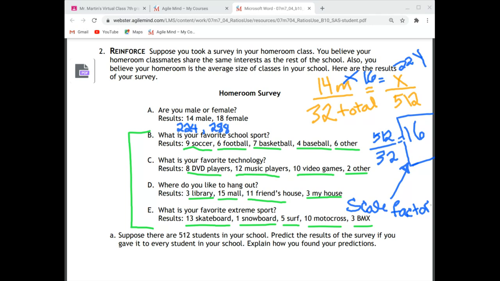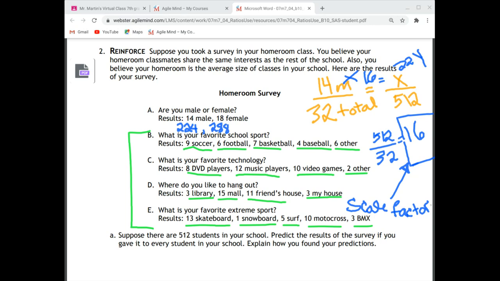Levi, tell us what you got for the 2 others. I did 16 times 2 because the scale factor is 16. Perfect job. So, Levi, while I have you here, tell us how we would find all of the ones for D and E. In each case, what do we have to do? Multiply by 16. Multiply the original number by 16. And why do we have to do that? Because that's the scale factor.